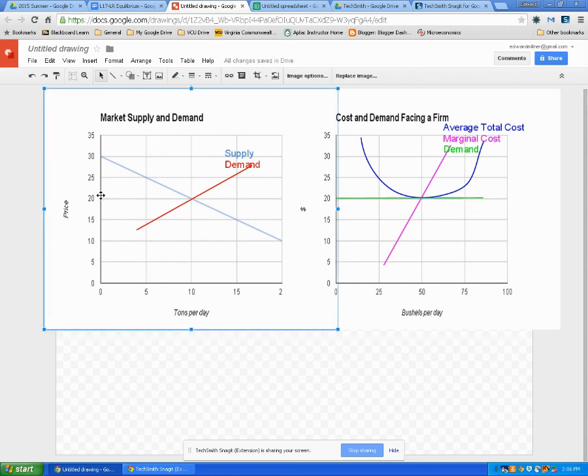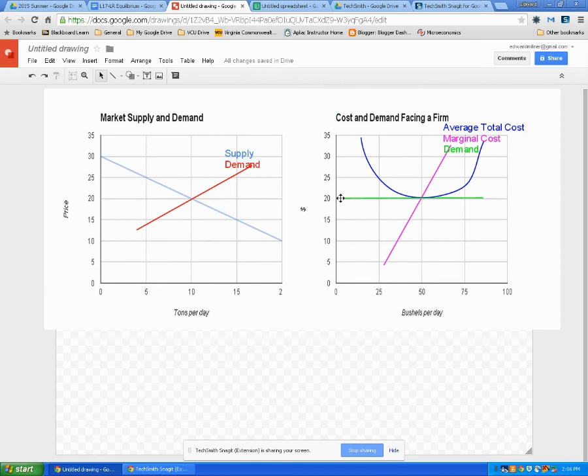When price rises to be 20 in the market, then the firm faces a demand curve that's horizontal at a price of 20. The marginal cost curve intersects demand at a quantity of 50 bushels per day. At that quantity, price and average total cost are both 20. Economic profit equals 0. No more firms need to leave the market because they can't do any better elsewhere. They are earning a normal rate of return where they are. Therefore, we've reached a position of long-run equilibrium.